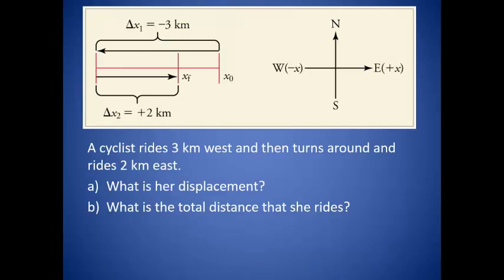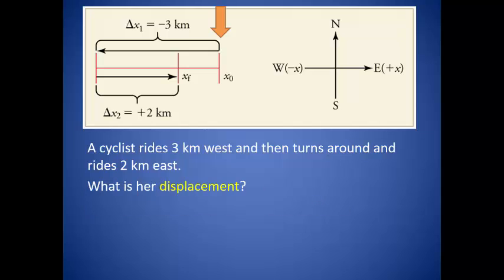Let's look at an example. A cyclist rides 3 kilometers to the west and then turns around and rides 2 kilometers to the east. We want to know what is her displacement and what is the total distance that she travels. Well, our biker is moving directly to the west and then back directly to the east. We can set our frame of reference up to match the center of a compass rose. By convention, we define east, or right of the origin, as our positive direction. So when our cyclist rides west or left with respect to the origin, that is in a negative direction. Whenever she rides back to the east, that is in a positive direction.